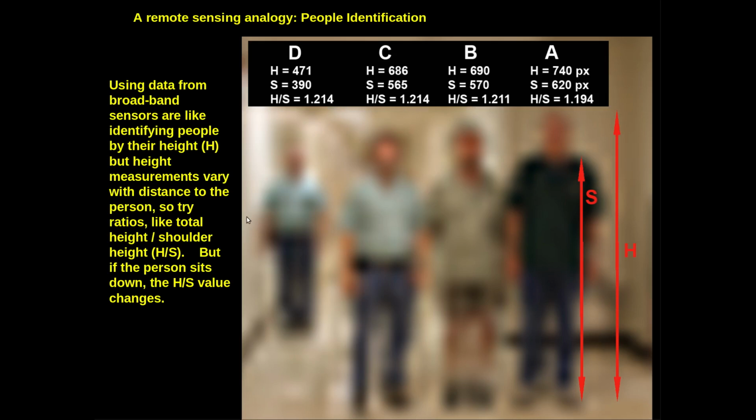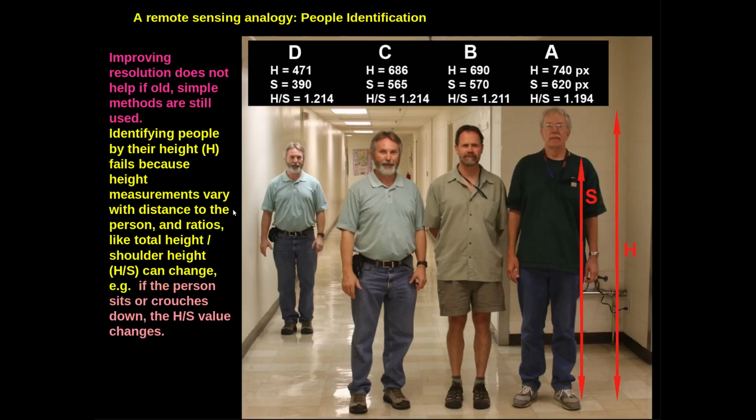When we zoom in, we see that even though the distance has changed between the 2 images of myself, the height over shoulder height is the same, but we really can't use this kind of parameter for a person. And if a person crouches down or something, the H over S value changes.